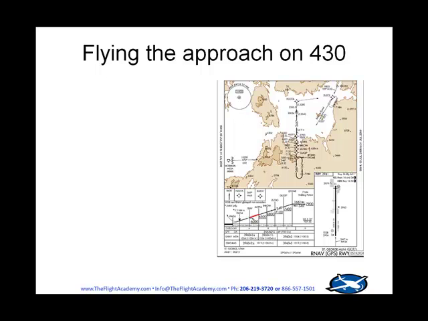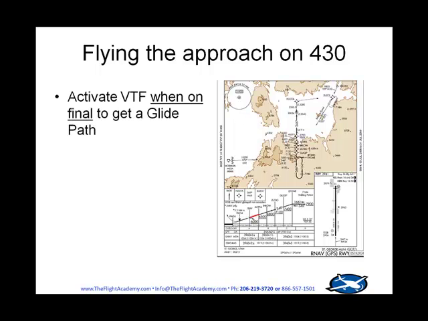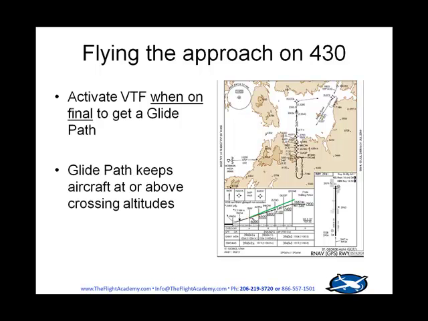There is a way around this problem, and that is to activate vectors to final once established inbound. This will remove all the intermediate fixes and give you a glide path to follow, seen here as a green line. The glide path will keep you safely at or above all the published crossing altitudes. Make sure you're done with all the procedure turns, holds, DME arcs, etc. before activating vectors to final, as doing that will remove all of those intermediate parts.